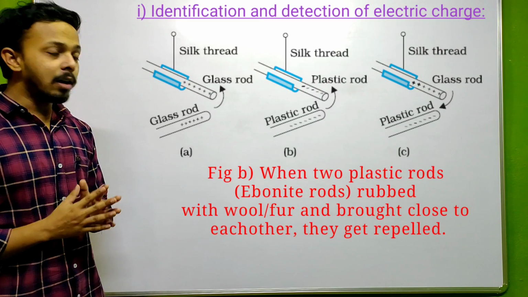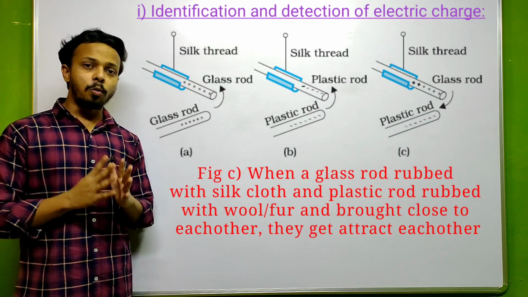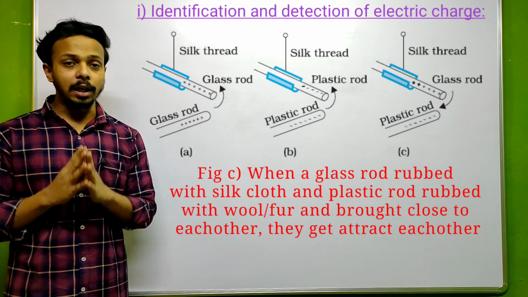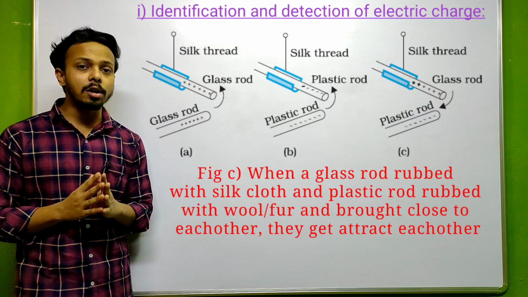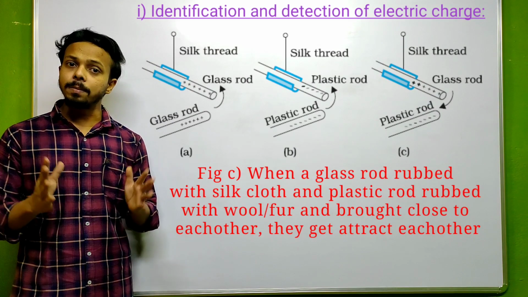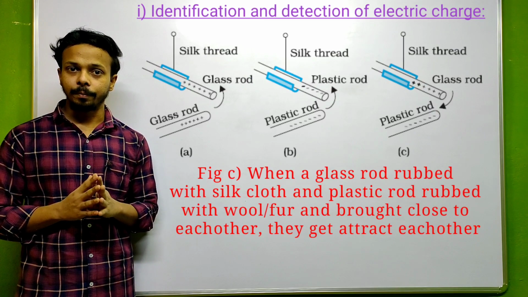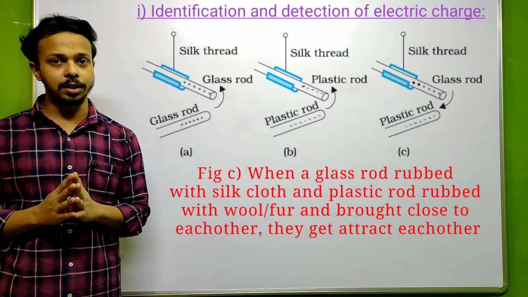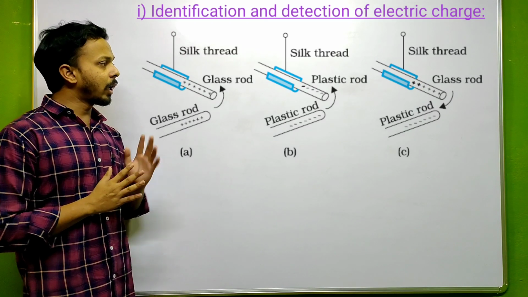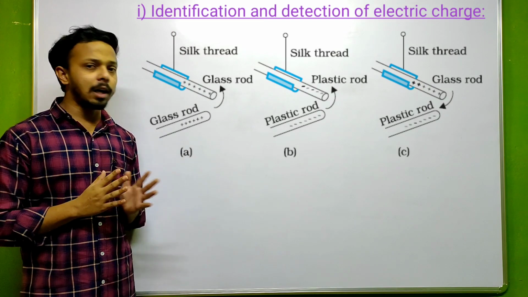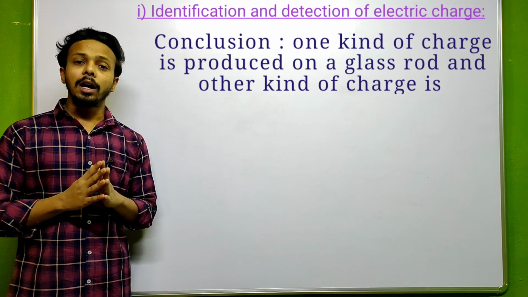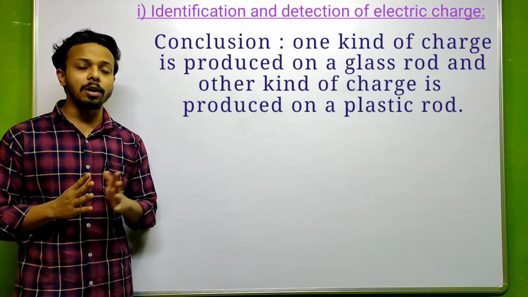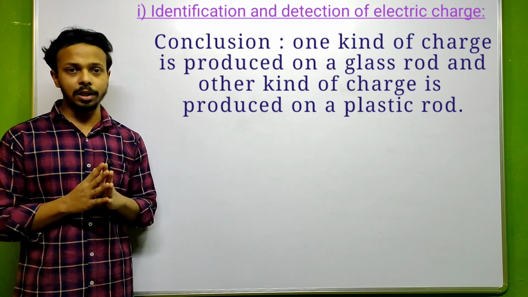The third observation: when a glass rod rubbed with a silk cloth and a plastic rod rubbed with wool are brought close together, they get attracted. This is because they might produce different kinds of charges. The conclusion from these observations is that one kind of charge is produced on the glass rod and another kind of charge is produced on the plastic rod.